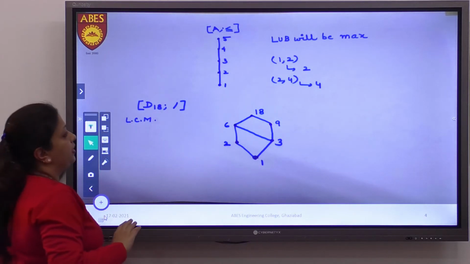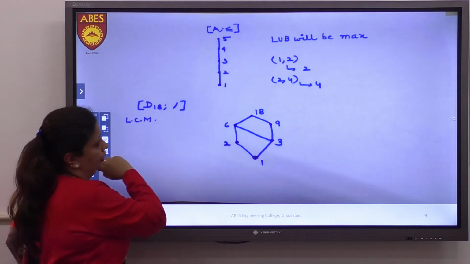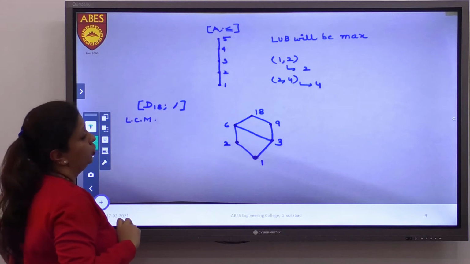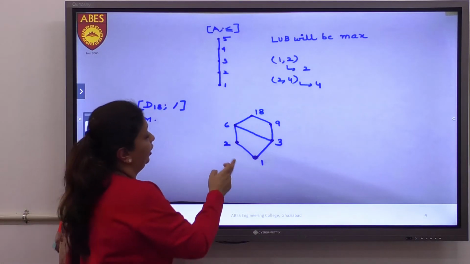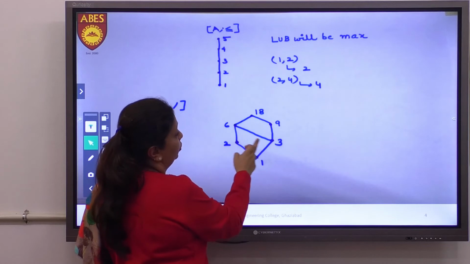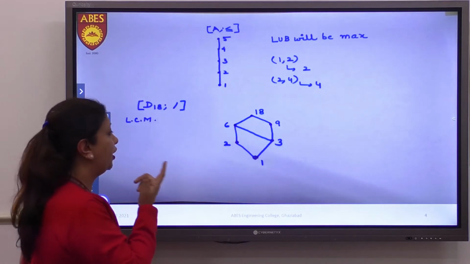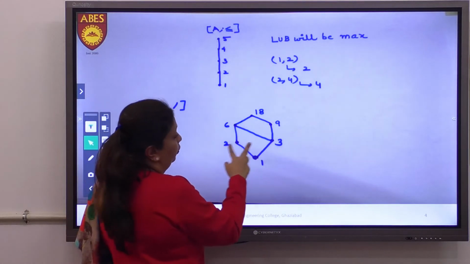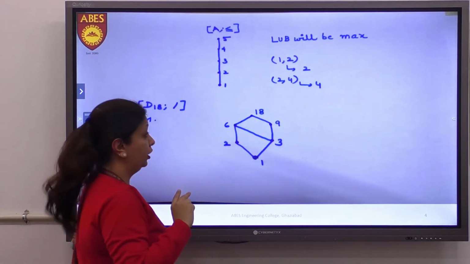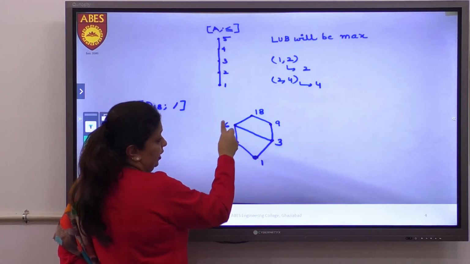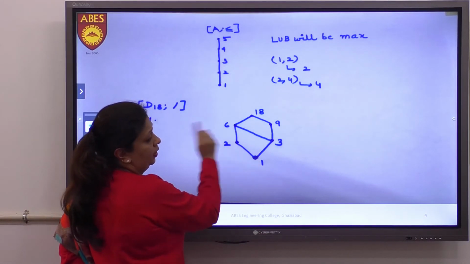Now we will take another example, D18, D18 with division as the operation. So this is the poset diagram. D18 will contain the elements 1, 2, 3, 6, 9 and 18. So now I want to find out the LUB for 2 and 3. Now the LUB for 2 and 3 is going to be 6. 2 is related with 6, 3 is related with 6.